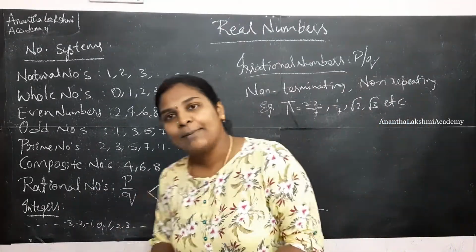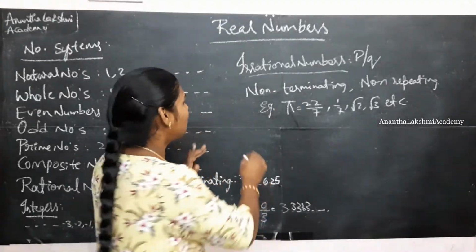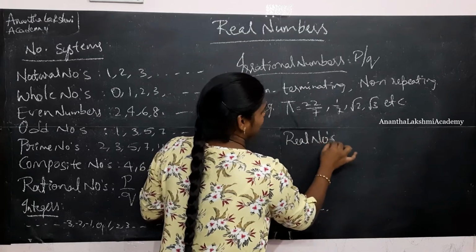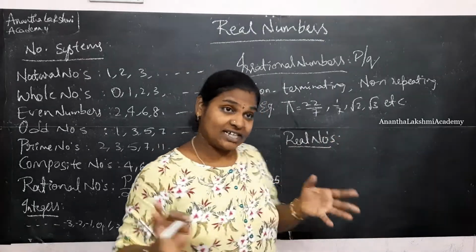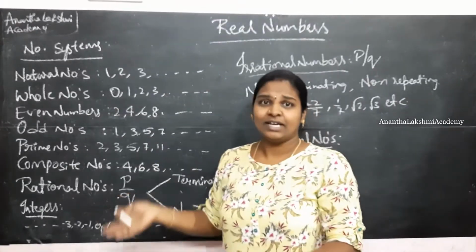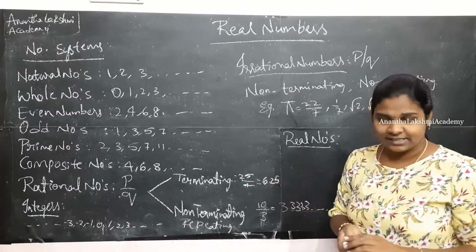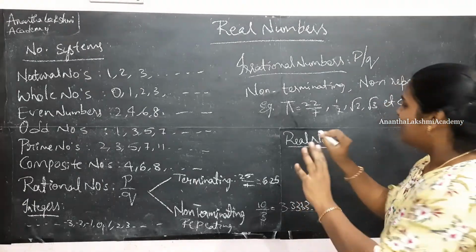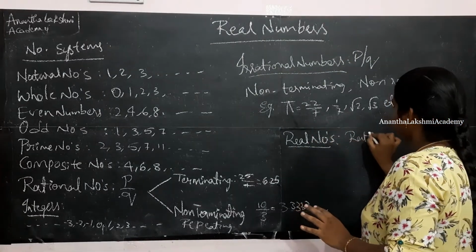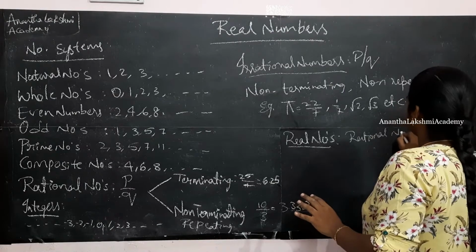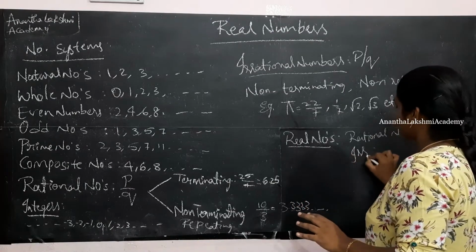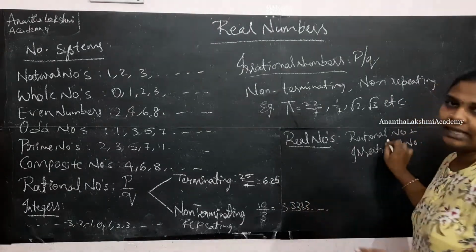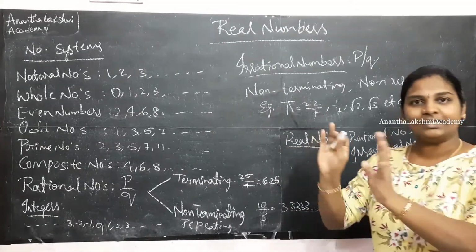So now coming to the concept of real numbers. What are real numbers? Now that Anantalakshmi has explained all the number system, let us see what exactly real numbers are. So what are real numbers? It is nothing but rational numbers and irrational numbers. When you mix them into a set, they are known as real numbers.